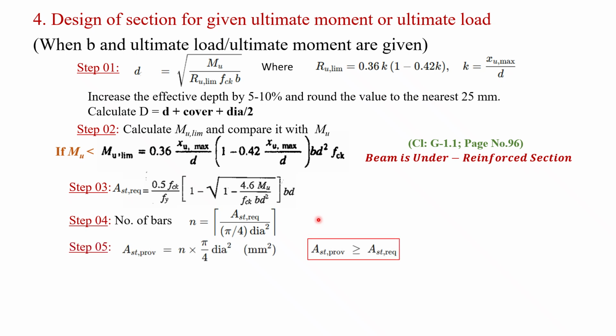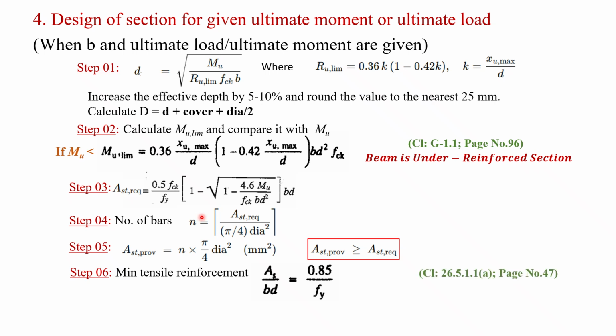Once we have the whole number, we find the Ast provided, which is nothing but the rounded-off value into the area of the bar diameter we have chosen. After calculating, we need to make sure that Ast provided is greater than or equal to Ast required. Obviously, since the rounding is upward to the nearest whole number, the area provided will be greater than the area required. In addition, we need to perform the checks.